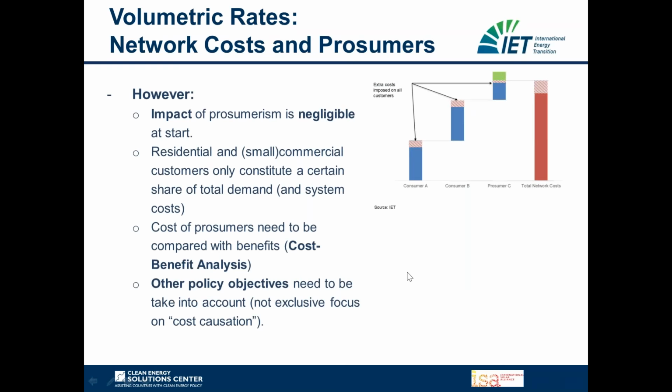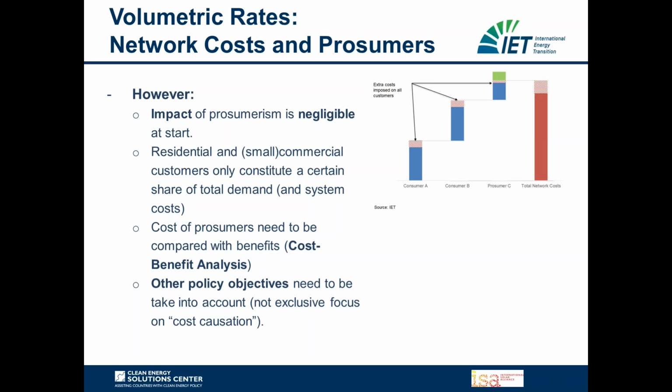However, always keep in mind that usually in most jurisdictions around the world, the share of residential rooftop installations is still very small. So the effects of these small-scale systems on only a few households have a very limited effect on the overall cost recovery and rate design in the countries.